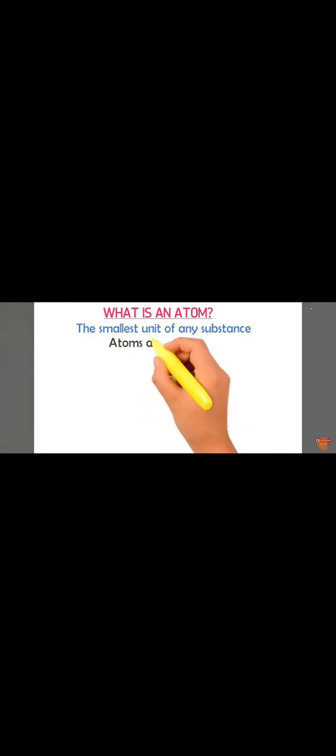an atom. Atoms are so small that they couldn't be seen with the naked eye. All the things we see or use around us are made up of atoms.